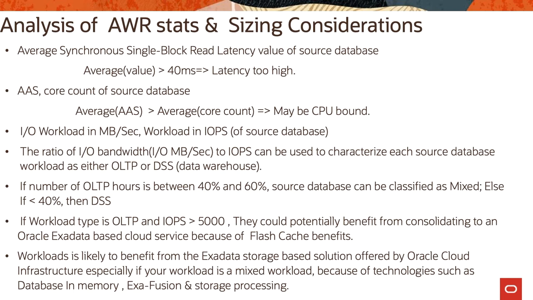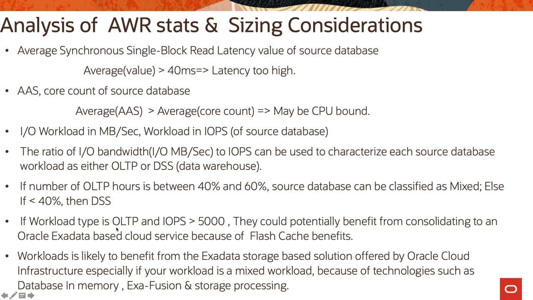IO workload in MB per second, or workload in IOPS, for the source database. The ratio of IO bandwidth to IOPS can be used to characterize the source database workload as either OLTP or decision support system. Another factor you can think about: if the percentage of OLTP hours is between 40% and 60%, the source database can be classified as mixed. Otherwise, if it is less than 40%, then it is a decision support system.